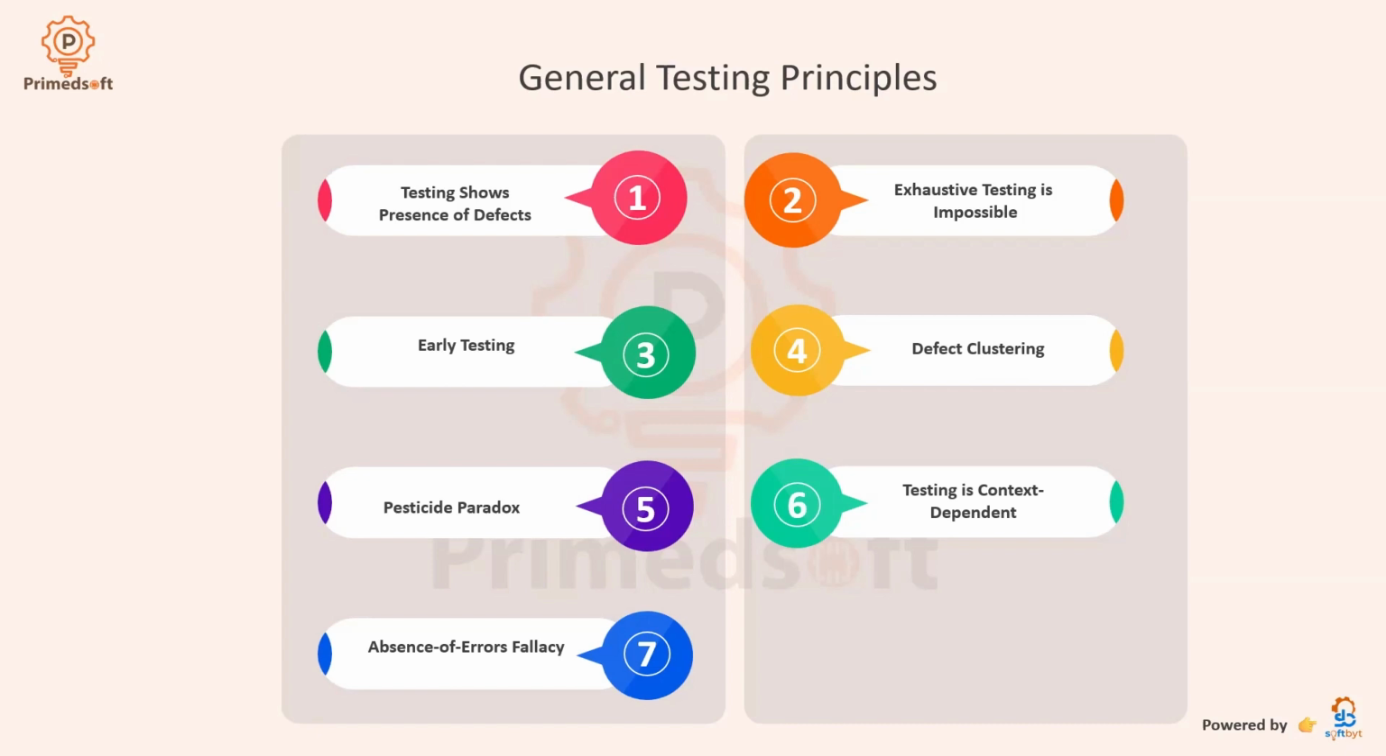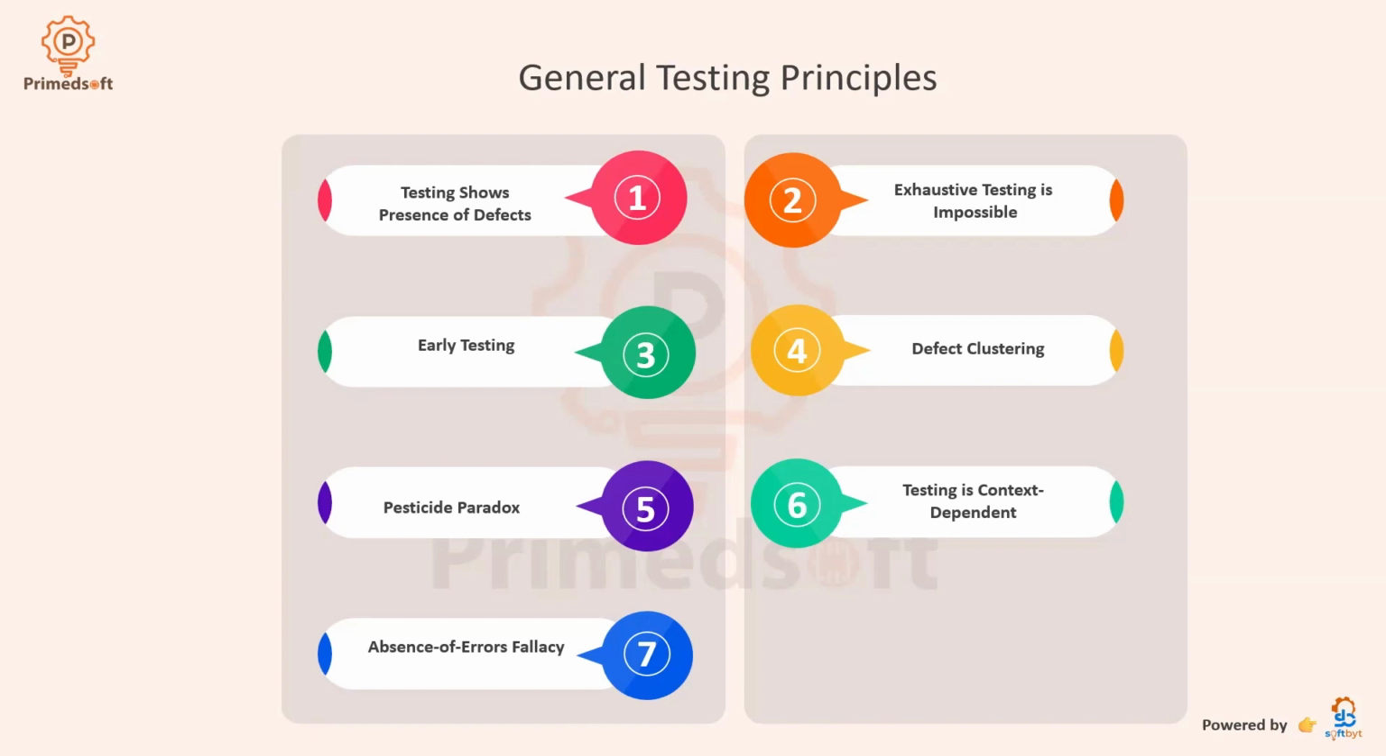The 6th one is testing is context dependent. Testing approaches and techniques should be adopted based on the context of the project, including the requirements, technology, and development methodology. There is no one-size-fits-all solution, and testing practice must be tailored to specific project characteristics. So it depends on the project. You just test based on the project, and it should be context dependent.